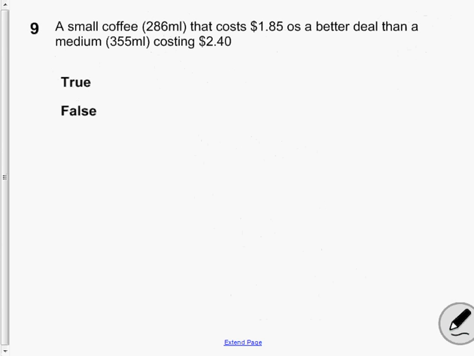Question 9 says a small coffee that's 286 mL that costs $1.85 is a better deal than a medium, which is 240. So the first thing I'm going to do is determine a unit rate. So I'm going to put cost to volume, and I'm going to say it's $1.85 for 286 milliliters.